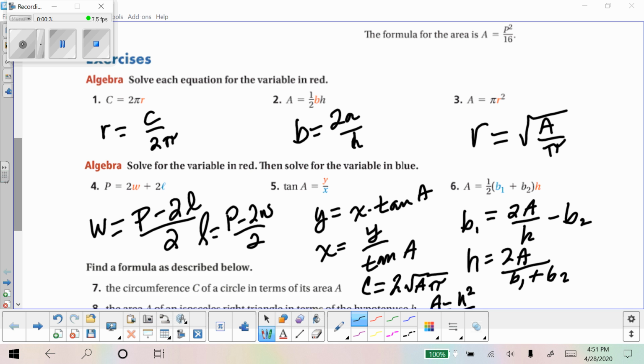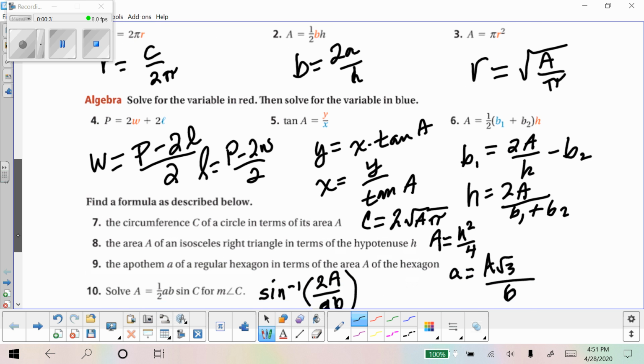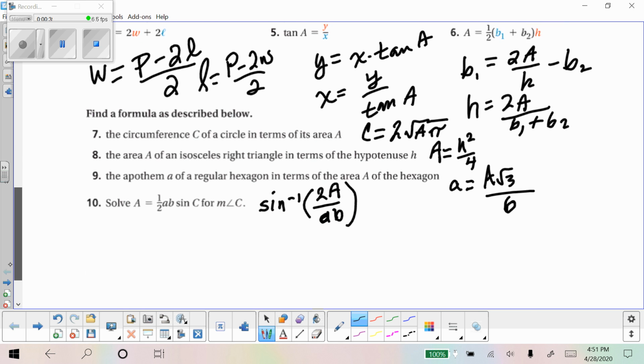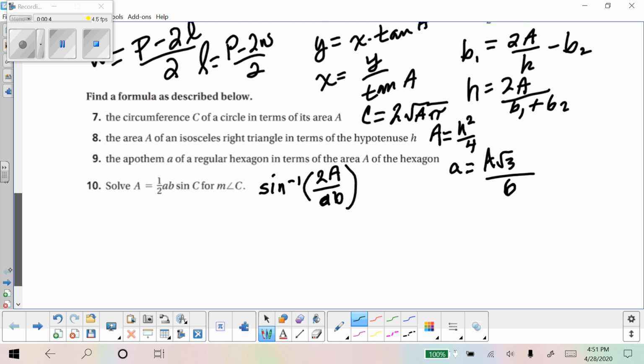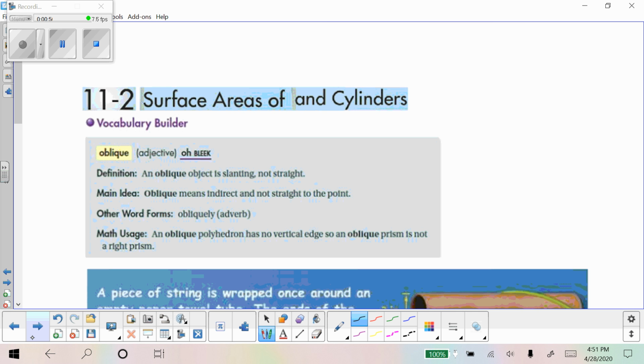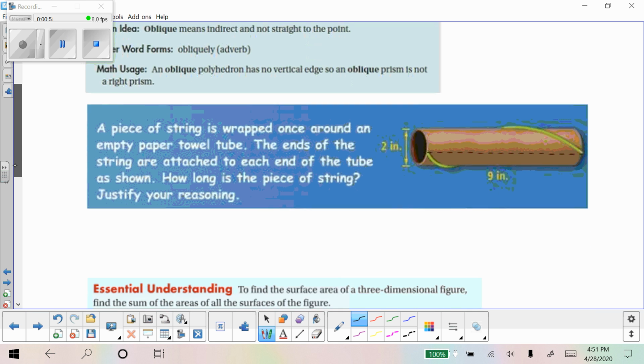All right, here's your answers. Let me know if you'd like to see how those solutions are formed. Okay, so surface area of cylinders and prisms, I believe. Check this problem out.